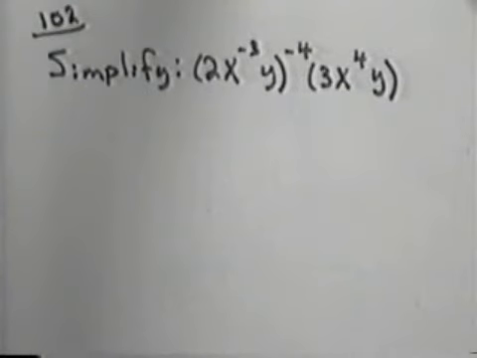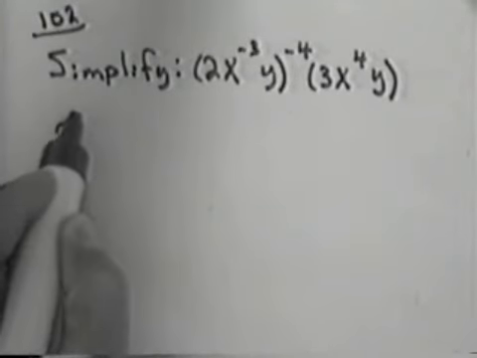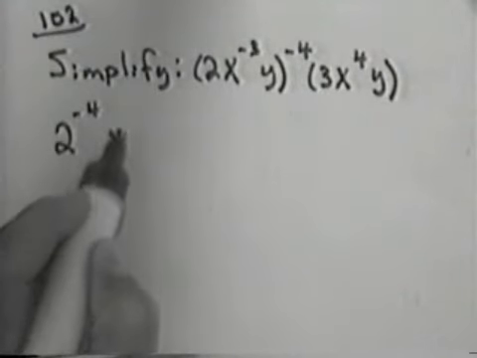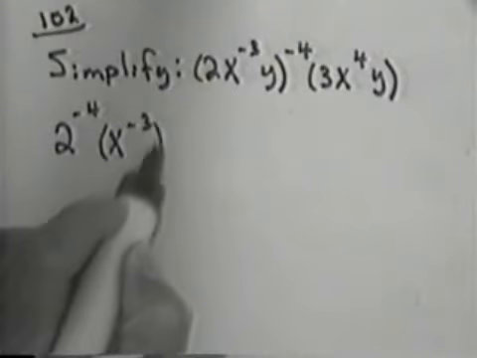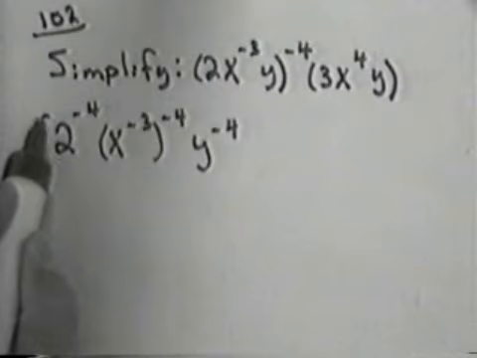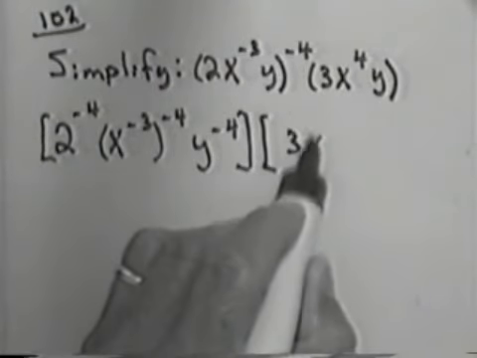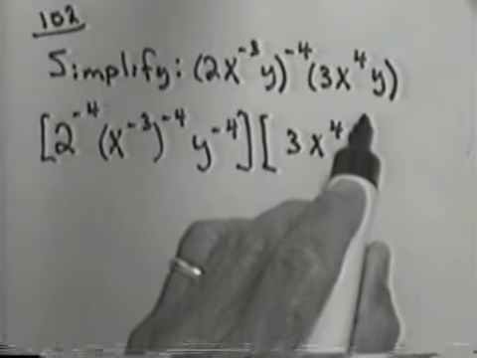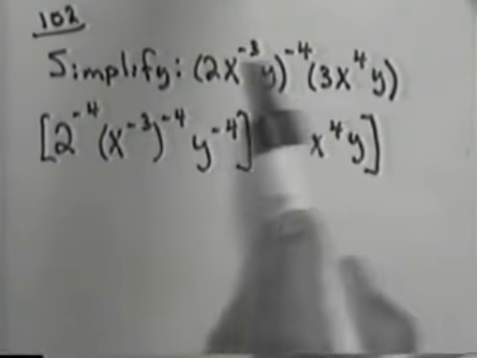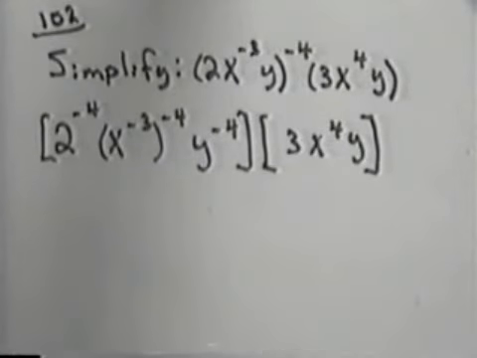So I go to step 2, which says apply exponents outside parentheses to factors and divisors inside. So doing step 2, I'd have 2^-4, (x^-3)^-4, y^-4, times 3, x^4, y. So I applied exponents outside the parentheses to all of the factors inside.